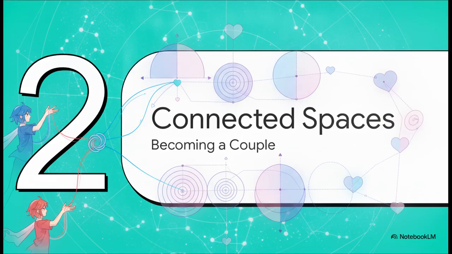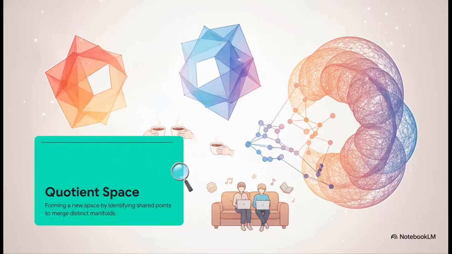Moving on to Section 2, Forming Connected Spaces, the math of becoming a couple. Think about what actually happens when 2 people decide to be together. In math, this is the concept of a quotient space. You form a new space by taking distinct shapes, or manifolds, and defining an equivalence relation to merge them together. For the narrator and Lila, this represents that deeply relatable human experience of deciding this is us instead of me and you. By identifying shared points, like drinking coffee on a Sunday or just working quietly on a couch, they glue their separate boundaries together to form an entirely new single shape.